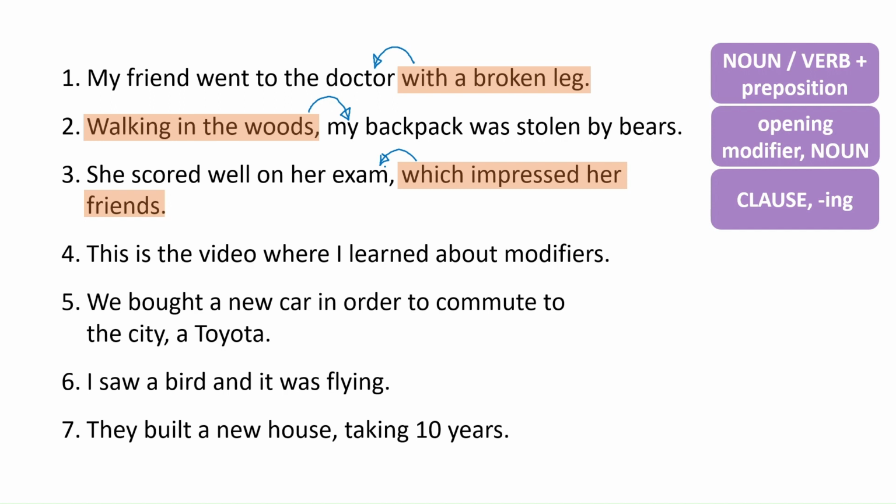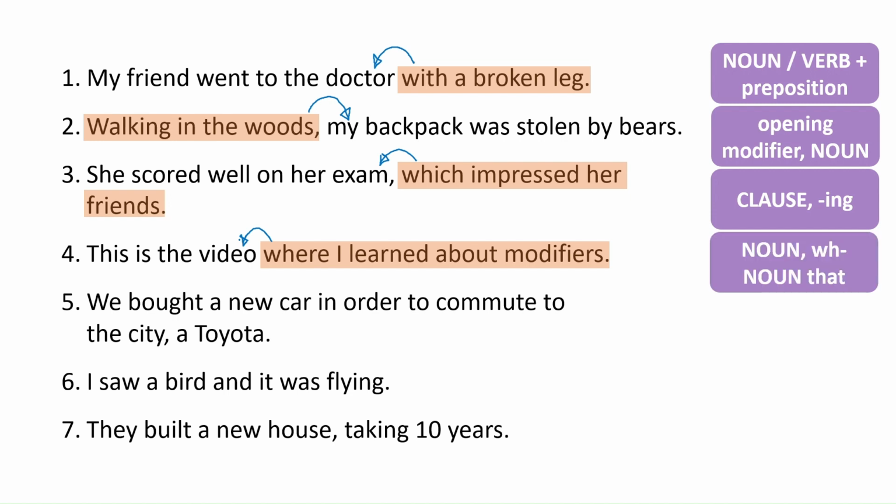Number 4. Another WH word. And this modifier, where I learned about modifiers, is giving information about the video. That seems okay, but again, it's not precise enough. Where should be used to modify a place, and a video is not a place. So a solution like, this is the video in which I learned about modifiers would be better. And notice how that probably sounds a bit uncomfortable, a bit old-fashioned even. These WH words and the word that can give information about nouns.